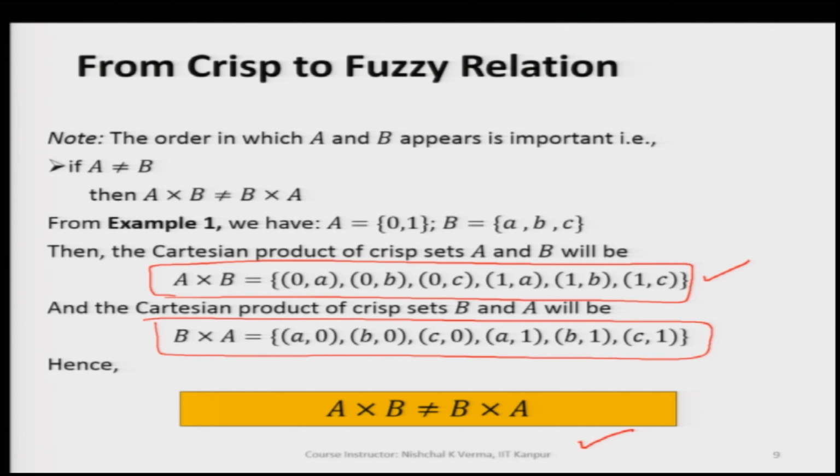So, in A cross B the first element of the pairs comes from crisp set A, whereas in B cross A the first element of the pair comes from set B. That is why, when we compare A cross B and B cross A, both of these are not equal to each other.